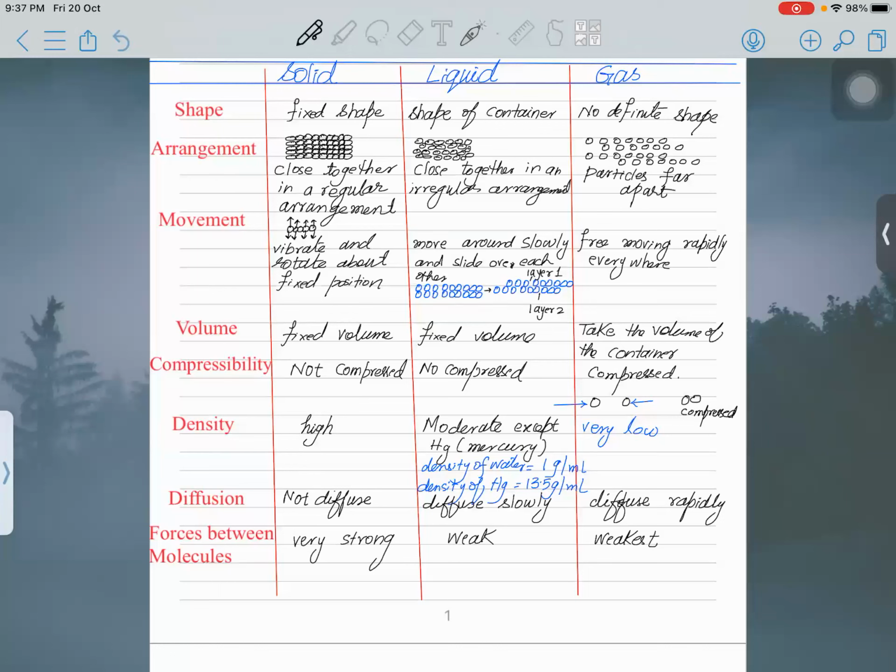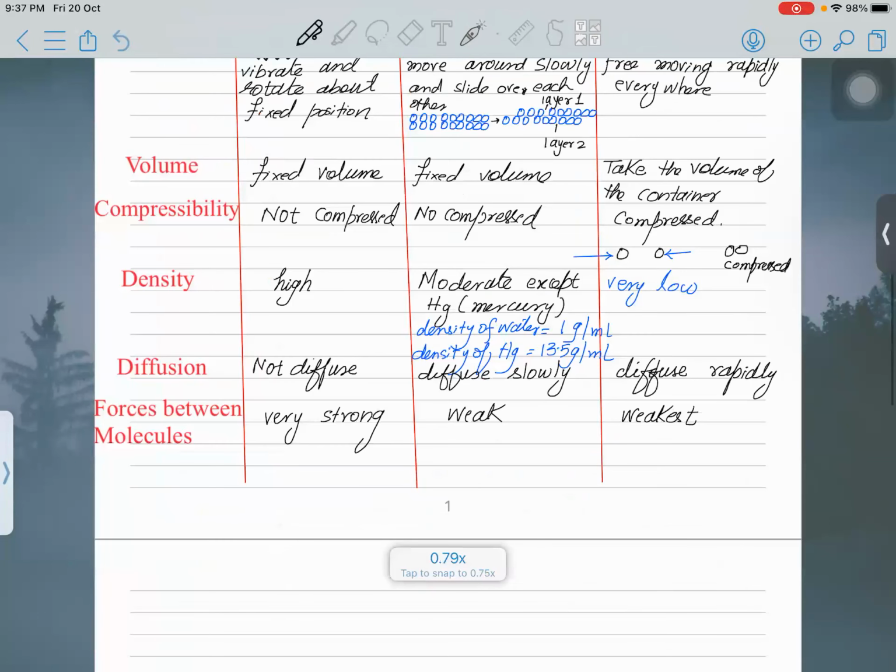Solids have fixed volume and liquids also have fixed volume, but gases do not have fixed volume, they take the volume of the container. Solids are not compressed and liquids are not compressed, but gases are compressed since the particles are very far apart. Solids have high density and liquids have moderate density except mercury, and gases have very low density.